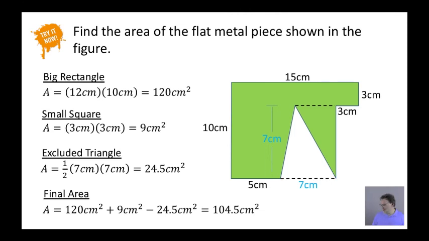The larger rectangle there is 12 centimeters by 10 centimeters, or 120 square centimeters. That plus the small square, which is 9 square centimeters as well. Now let's talk about the area of this triangle in here, which we will subtract from that total area in order to get the area of the green portion here.